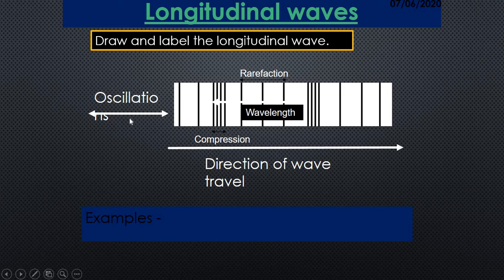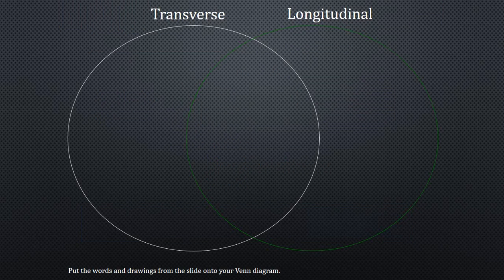Again, showing that the oscillations move left to right rather than up and down, so parallel rather than perpendicular, and the direction of wave travel from left to right. Examples, really just two: sound and a particular type of the seismic waves that transfer during an earthquake. So make sure you have those two waves drawn nice and clearly in your notes.